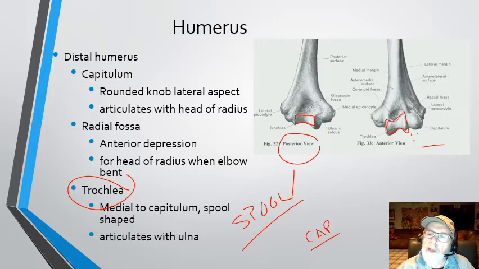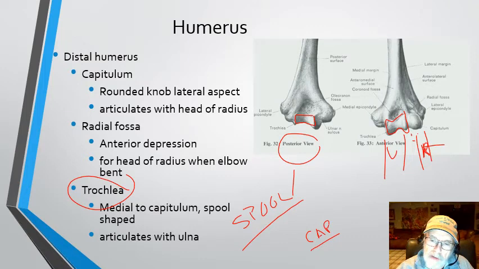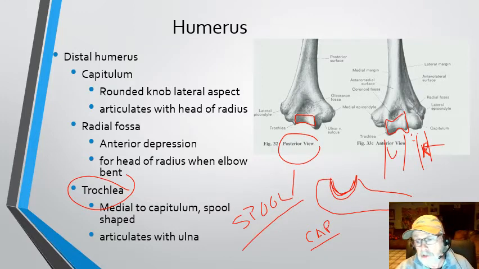Okay. And basically, because it's spool shaped, the ulna, which is going to be medial, the radius is going to be lateral. That spool shaped area fits in what's called the trochlear notch in the ulna, which looks like this. So here's the ulna that sits like that. So this little trochlea or spool area is going to fit right in this notch. So we have like a hinge joint. It's a perfect example of a hinge joint. It goes to the back because that hinge has to go all the way around.